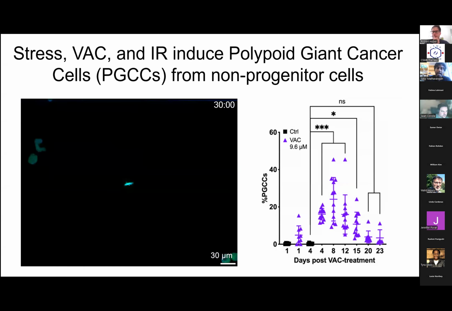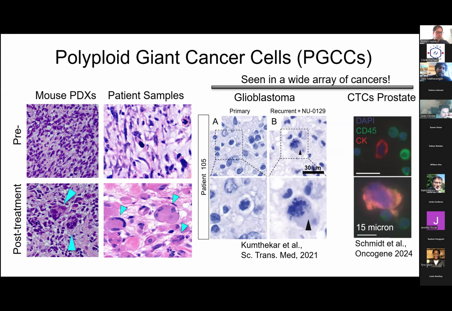And then we did our own work looking at mouse PDXs after engraftment and treatment, and we noticed that we do see these giant cancer cells present, which is what you see in the blue arrows. And then also in patient samples. So that right there is a tumor from a 6-year-old boy before and after therapy, and you can see the presence of these giant cancer cells. And so we're really interested in understanding these cells and what's going on.